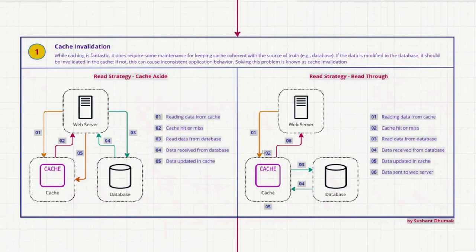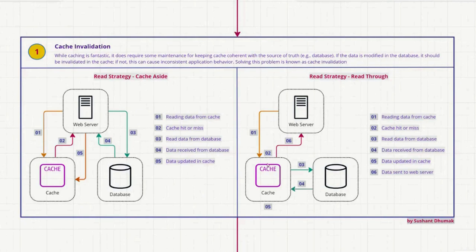If it is a miss, then what the cache has to do, the cache has to go to the database and request the data from the database. And the database will send that data to the cache. The cache will first update itself, step number 5, and then it will send data to the web server. Again I'm repeating. The web server will first inquire the cache for data. If the cache has the data, it will send it back to the web server. Then the story ends there itself.